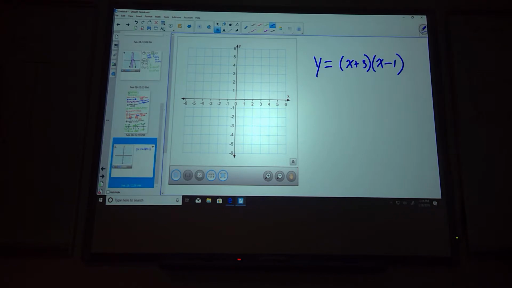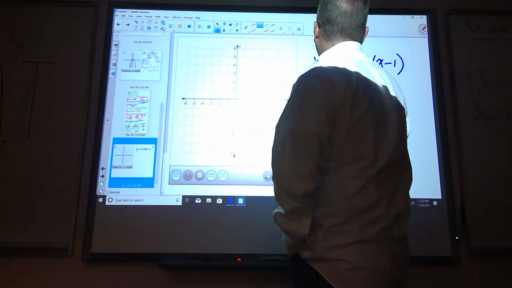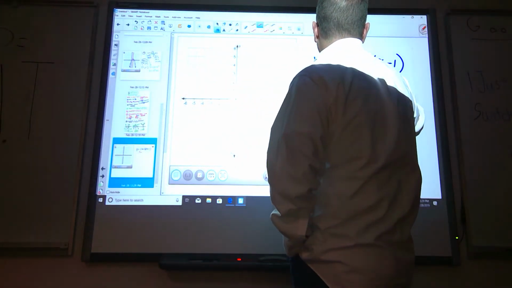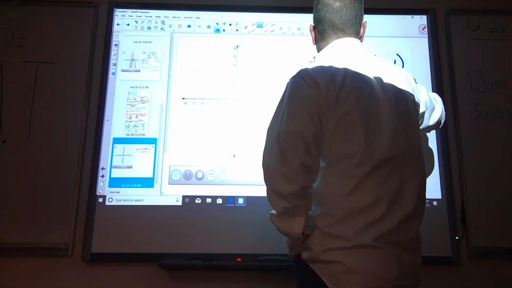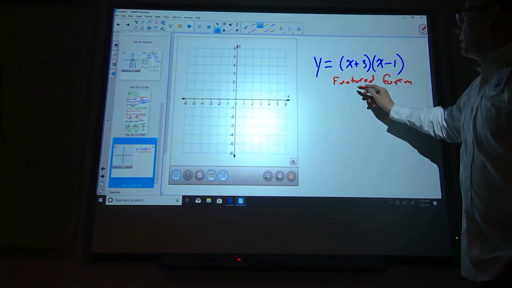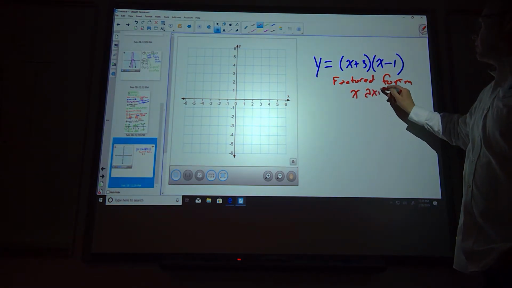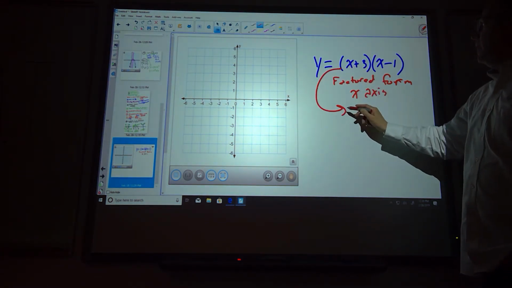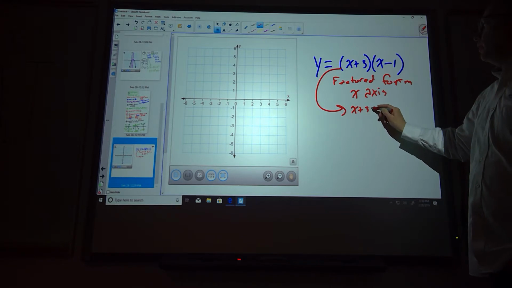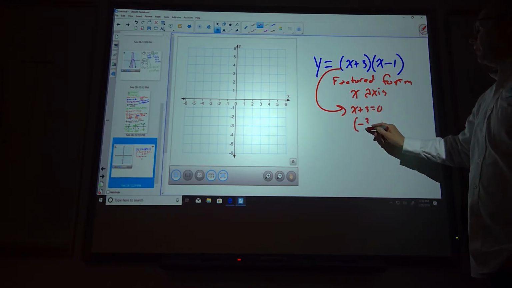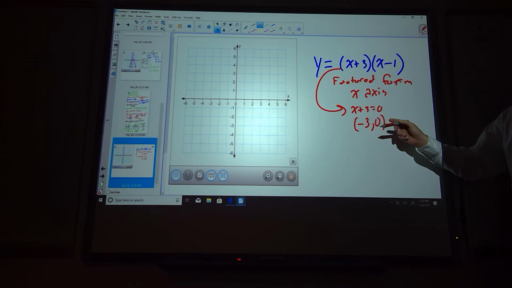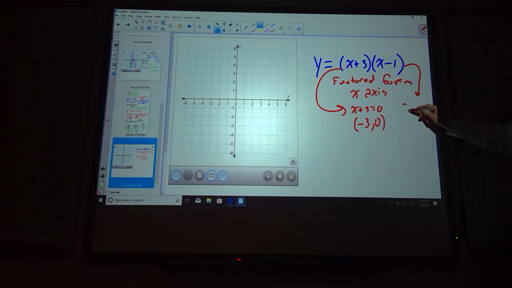Yeah. So if it's in factored form, that'll tell us where it's crossing the x-axis. Okay, so this is going to give me x plus 3 equals 0. So that gives me negative 3 comma 0. Notice it's opposite. And this is going to give me x minus 1 equals 0. So it yields me this point, 1 comma 0. So those are the two places that it'll cross the x-axis.